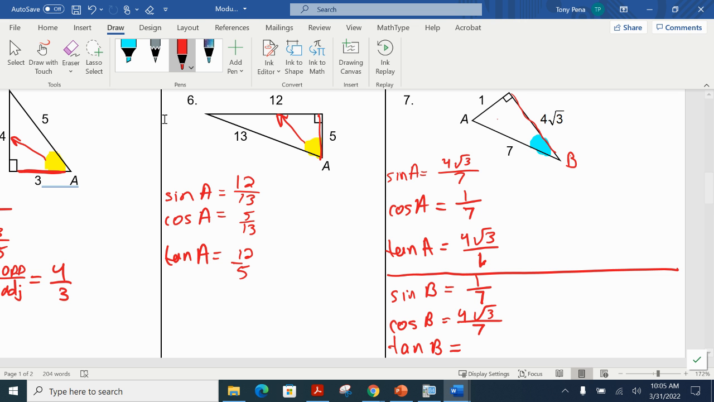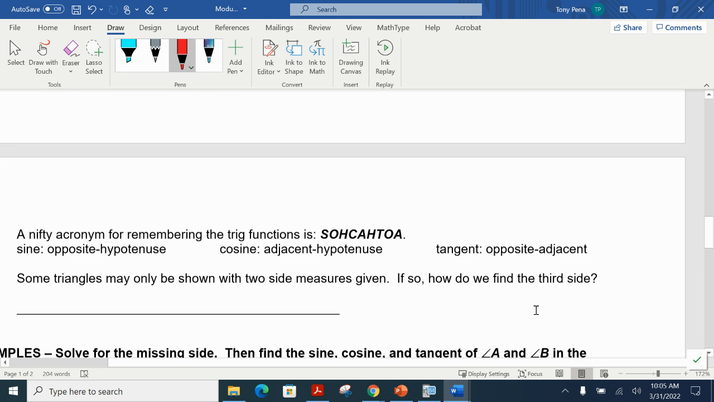1 over 4 square root 3. This tangent of B is what? Riley? 1 over 4 square root 3. Okay, we agree with that. All right, good. So good, Riley. Very good.